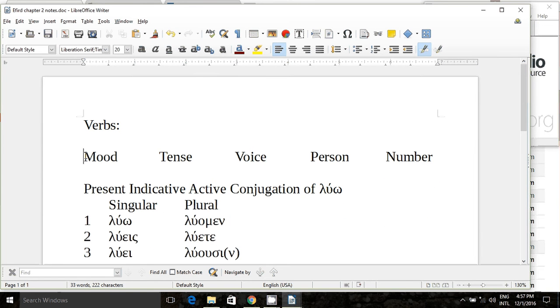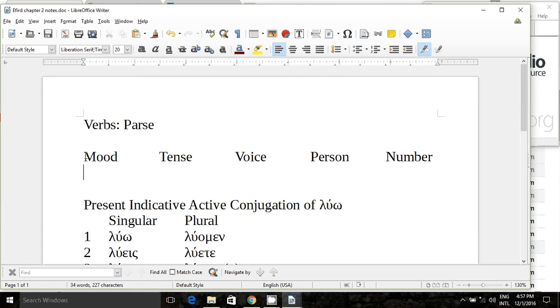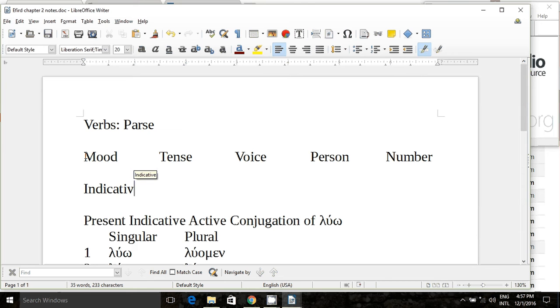But we need to become more familiar with verbs and how they work. Writing for your teacher everything you know about a verb is called parsing it, to parse a verb. And so we need to know all those different things we can say about a verb. And here they are. Verbs in Greek have moods. The moods are things like the indicative mood, which tells facts. And that's where we're going to start today, with the indicative mood.